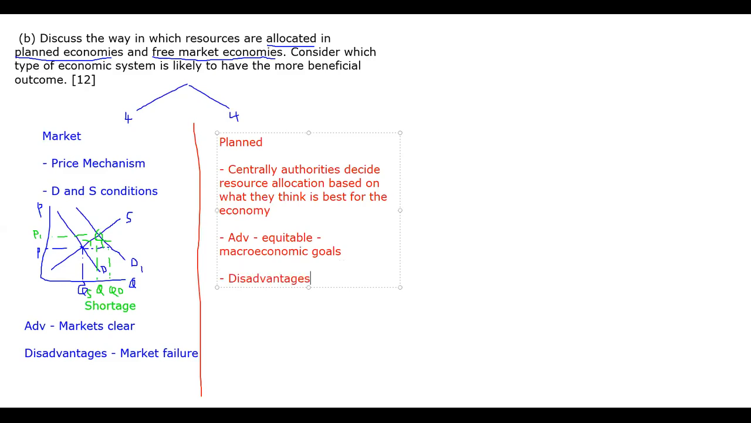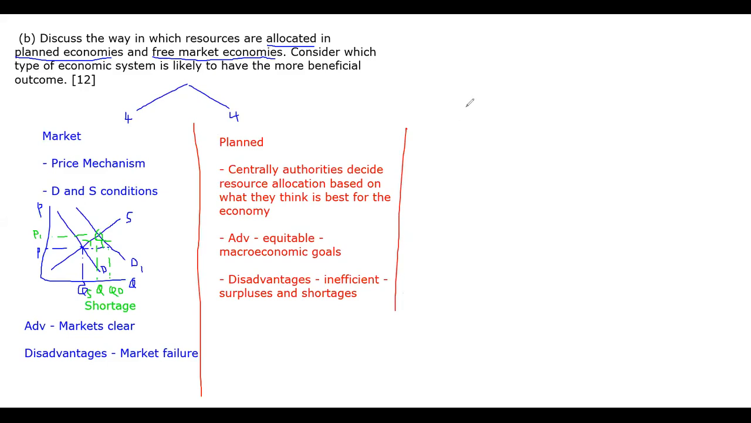Disadvantages: there may be inefficient surpluses and shortages. Well, there's no market, but yes, surpluses and shortages. There's just a lot of stuff you can write. I'm just noting down a few things that you could potentially write about, and then you go towards your conclusion. This is literally the easiest conclusion to write, because for a fact, in market and plan you have to conclude with reference to the mixed economy.